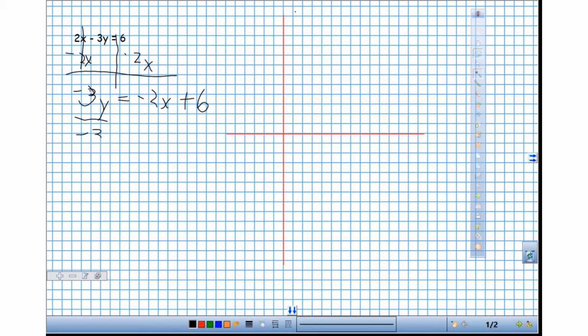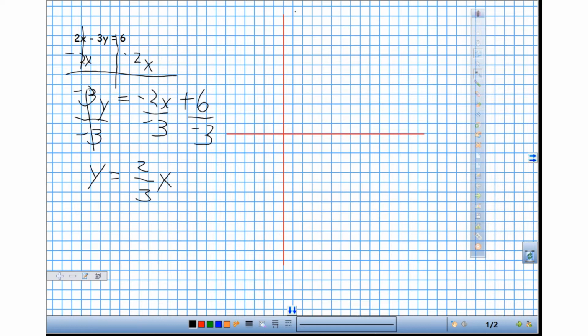So we want to then divide by negative 3. And so y is going to be equal to a positive 2 over 3, because negative over negative makes a positive. I want you to keep this as a fraction. Keep this slope as a fraction, because it's always going to help us whenever we're trying to graph it. I think that if you keep the slope as a fraction, you can plot these points a lot easier.